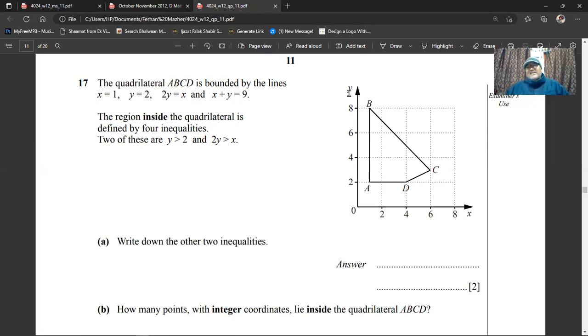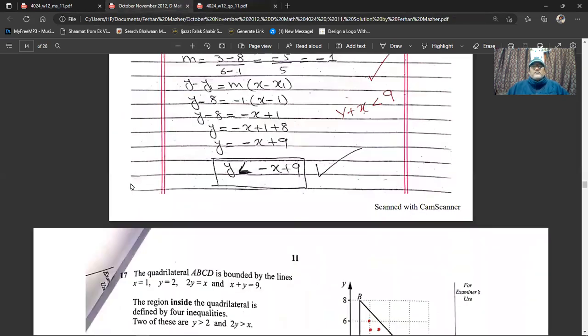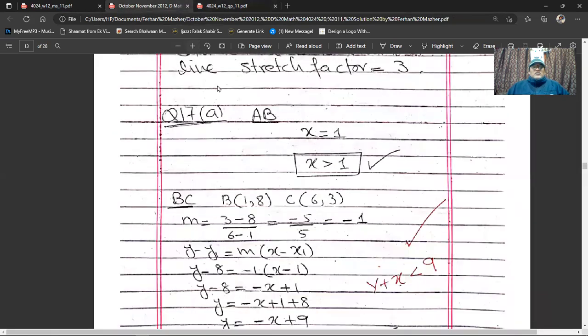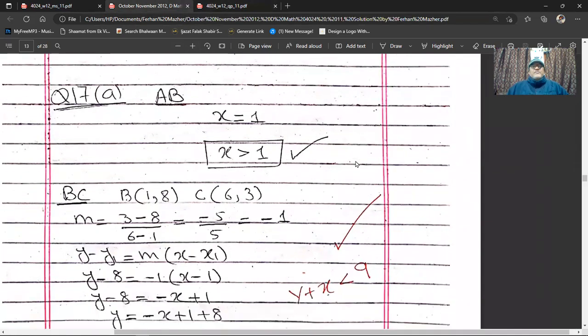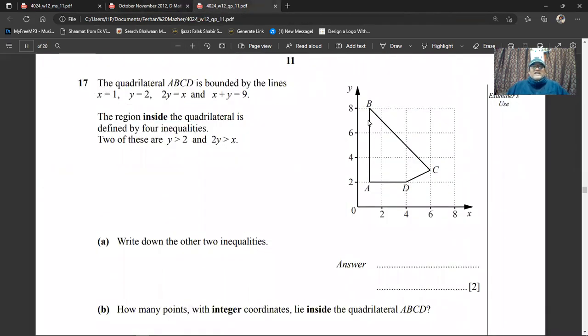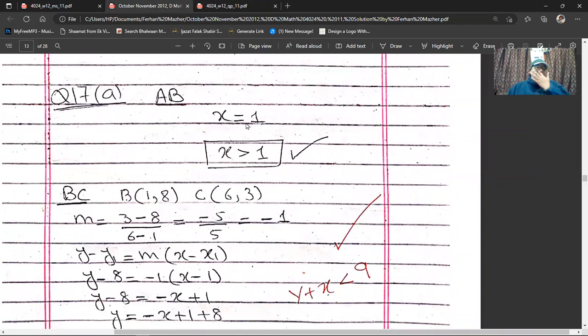So the other two lines are this AB line and this BC line. So I have to write down the inequalities. Let me show you. The AB line is a vertical line and the area is on the right side of this, x equals 1. When the required area is on the right side of the vertical line, the crocodile's mouth is always towards the x. So x will be greater than 1.